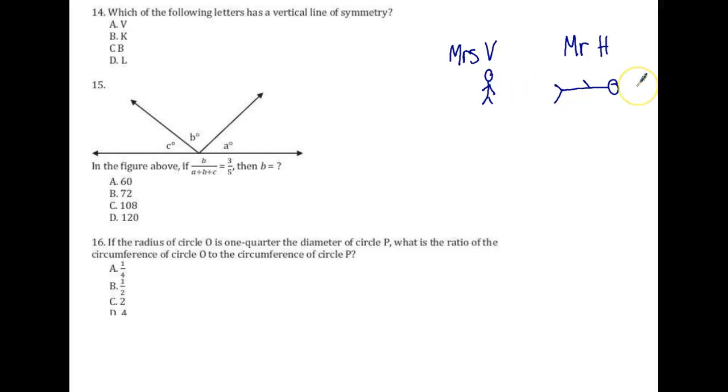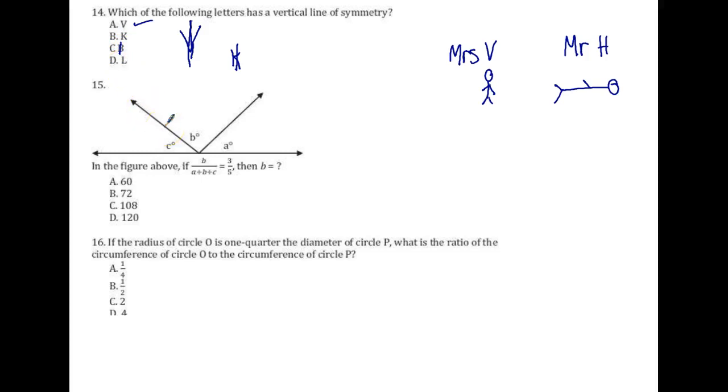H is sleeping. So when we're talking about vertical line of symmetry, that means it's the standing line that divides the shape into 2 equal pieces. So let's look at the letter V. Does the standing line divide it into equal pieces? Yes, it does. K on the other side, no, because the line will not divide it. B also no. L is also no. So the answer is V.